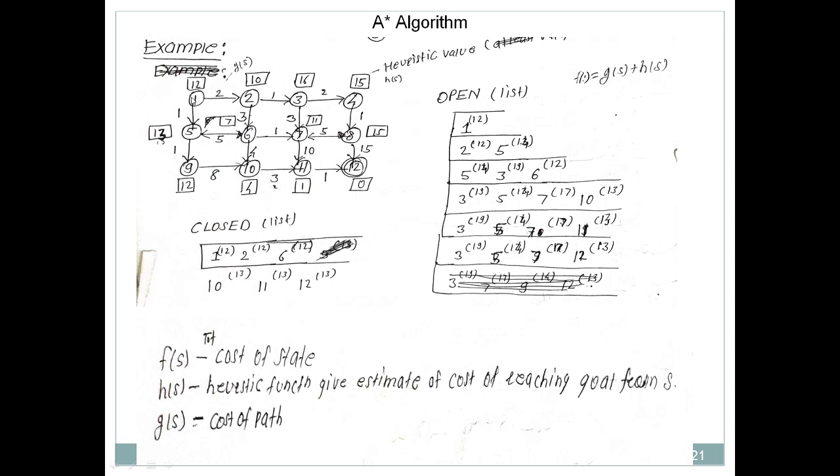Now let's start from the source node or source state, that is 1. Initially, in order to calculate the f value for 1, we use this formula, g of s plus h of s. Initially the g value for 1 is 0. Obviously, in order to move from 1 to 1, the cost is 0, but it has an h value. What is the h value? 12. So what is the total cost for 1? It is 0 plus 12, which equals 12. So the f value for source state 1 is 12.